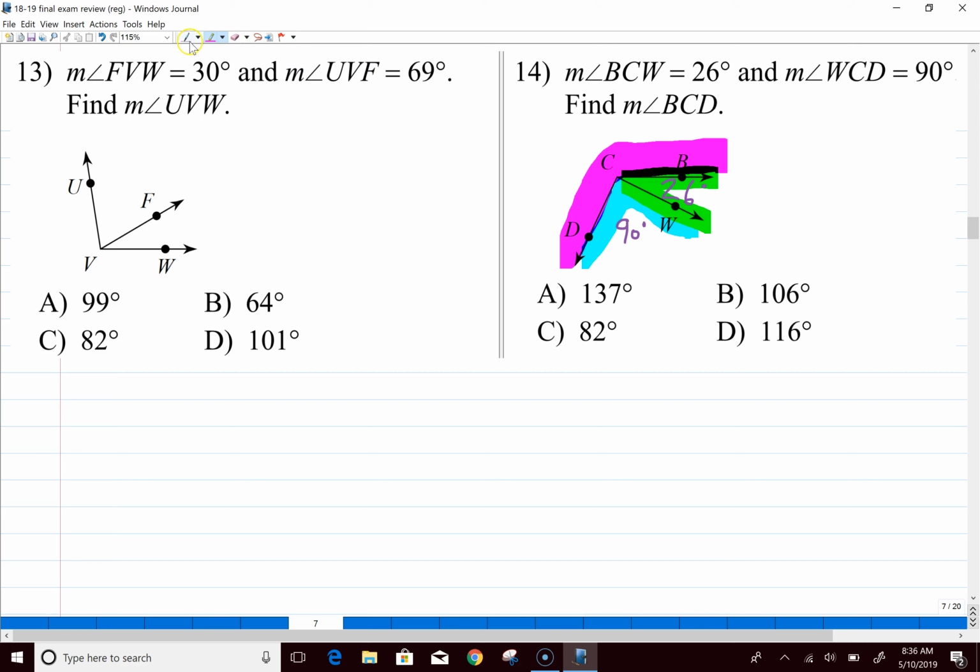So it wants you to find the big angle. If you're looking for the whole angle, what do you do with these two numbers? What do you do with the 26 and the 90? If you're looking for the whole angle, well, that means you're going to add 26 plus 90. 6 plus 0 is 6, 9 plus 2 is 11. If they gave you the big angle and you're looking for one of the small ones, you would subtract.